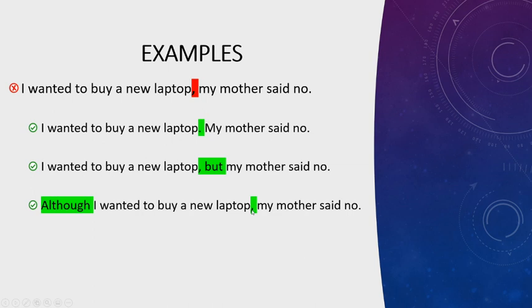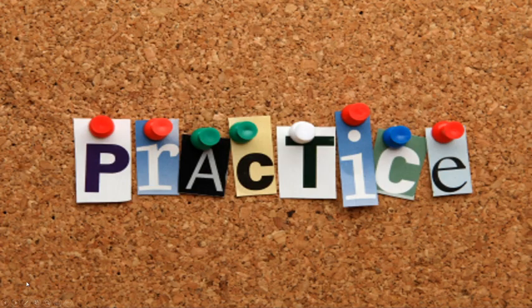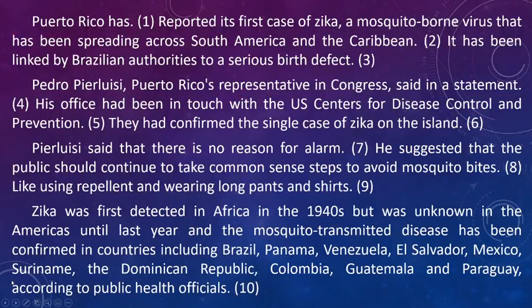In this case, we did add a comma here because the subordinating conjunction was at the beginning and it was not in the middle. Or you can add this punctuation mark. I wanted to buy a new laptop, my mother said no. Again, notice that this M has not been capitalized, whereas this M has been capitalized because that is the rule to do after a period. Okay, now we're going to practice.